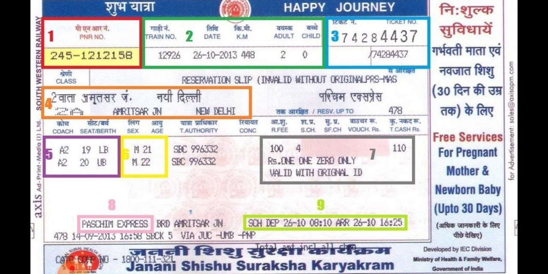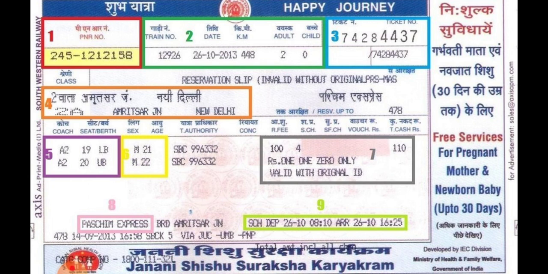Next is column number 3. Column number 3 deals with the ticket number. So the ticket number is 74284437. That is the ticket number of this particular train ticket. So we have seen the topmost portion of the train ticket, where the PNR number is registered. Along with that you can also find the train number, date of journey, kilometer, the distance traveled, how many people are traveling, and along with that the ticket number also.